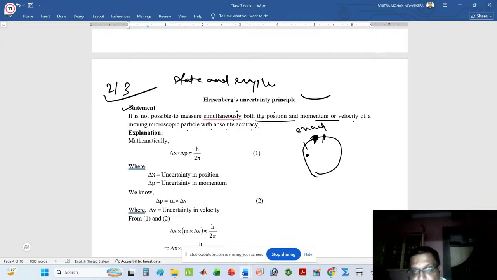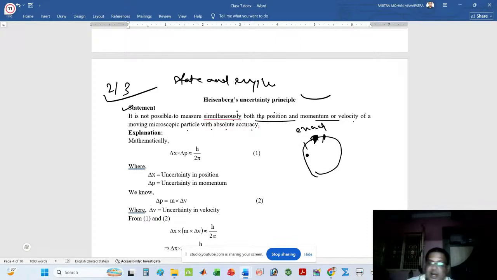Similarly, if you want to calculate the velocity of the microscopic particle, obviously you use an instrument. When you use the instrument, it emits energy. Then such emitted energy is absorbed by the small microscopic particle. As a result, what will happen? The speed of the microscopic particle will increase. That means if you want to measure the position exactly, then the momentum or velocity will not be measured exactly.